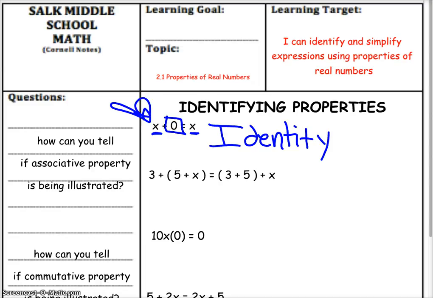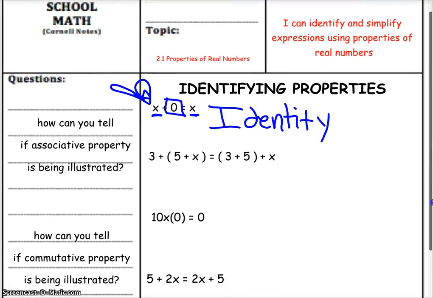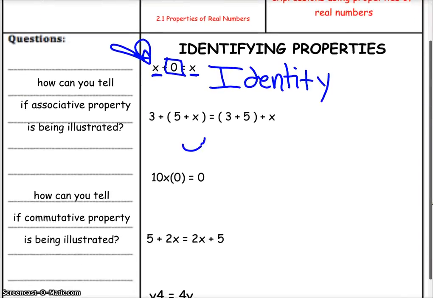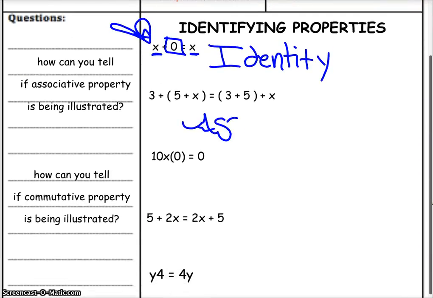3 plus, in parentheses, 5 plus x equals parentheses 3 plus 5 plus x. Ellen. And how do you know it's associative? Because you're just moving the parentheses and same thing. Yep, you're moving parentheses. I'm reassociating. Here the 5 and x are hanging out like, hey, this is fun. And then the 5's like, hey, I'm going to go hang out with 3. I'm going to reassociate myself.